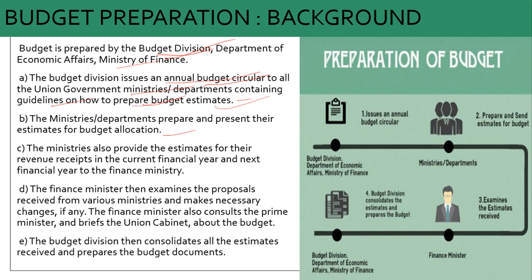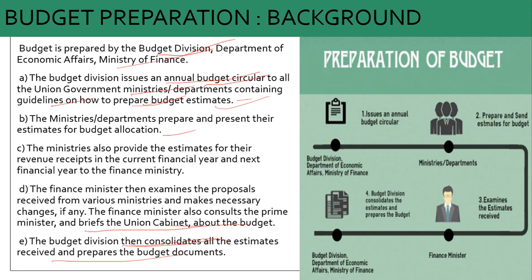Then the finance minister examines the proposals received from the various ministries. They consolidate all the budget estimates and then consult the Prime Minister with respect to that, and they also brief the Union Cabinet, the Council of Ministers. Then they prepare a consolidated budget which consists of receipts and expenditure. So the budget division does this work and then presents it to the finance ministry. Then the finance minister presents this budget to the president. Then the president fixes the date to pass the budget in the parliament. Then the budget is passed in the parliament. Fine. I hope my point is clear.